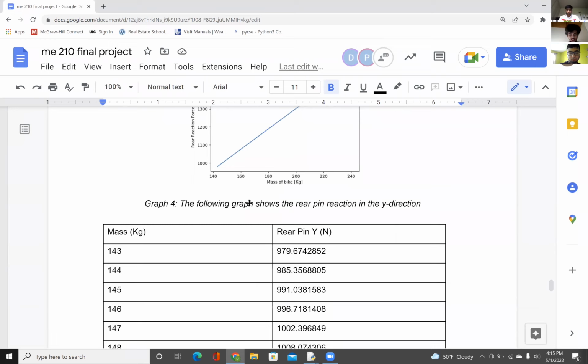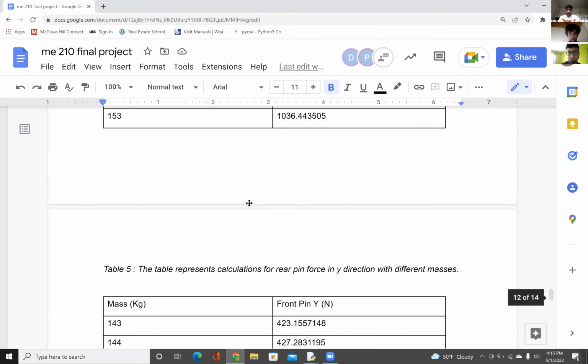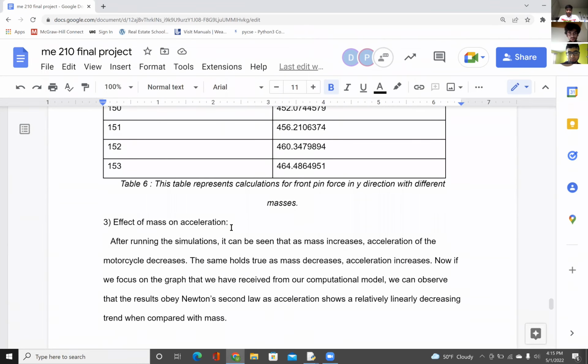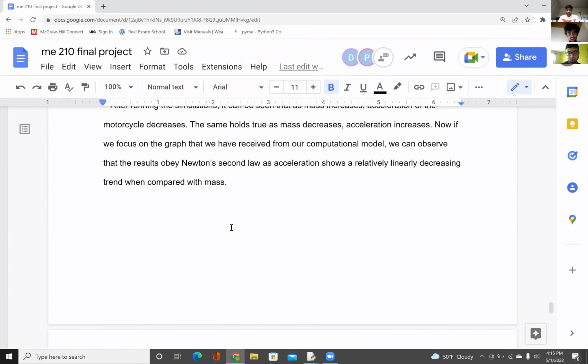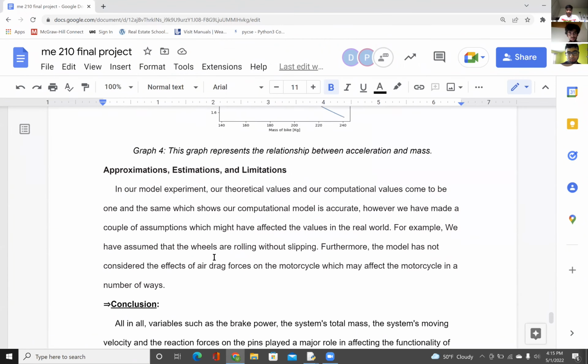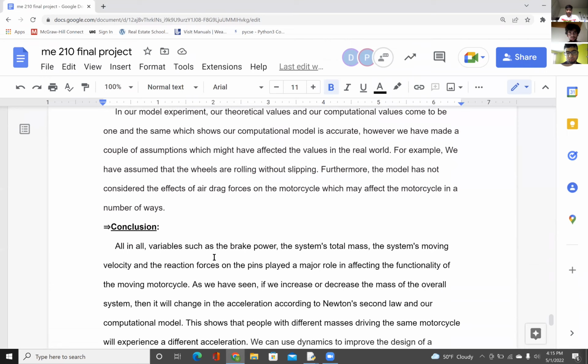And lastly, the acceleration of the system is inversely proportional to the mass, as when the mass of the body increases, the acceleration of the body decreases. And yeah, that's it.